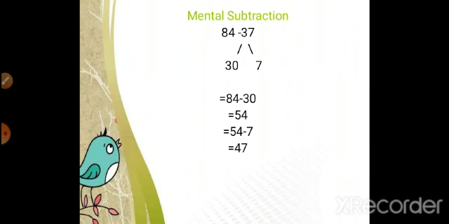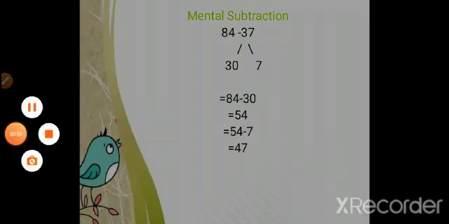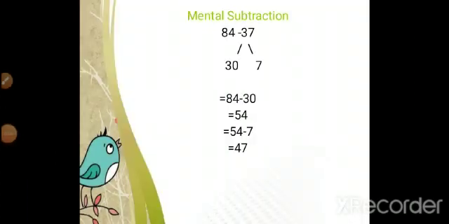Now we have subtracted tens from 84. Now we will subtract 7, which is ones, from 54. So 54 minus 7, we will get 47. So 84 minus 37 is 47.